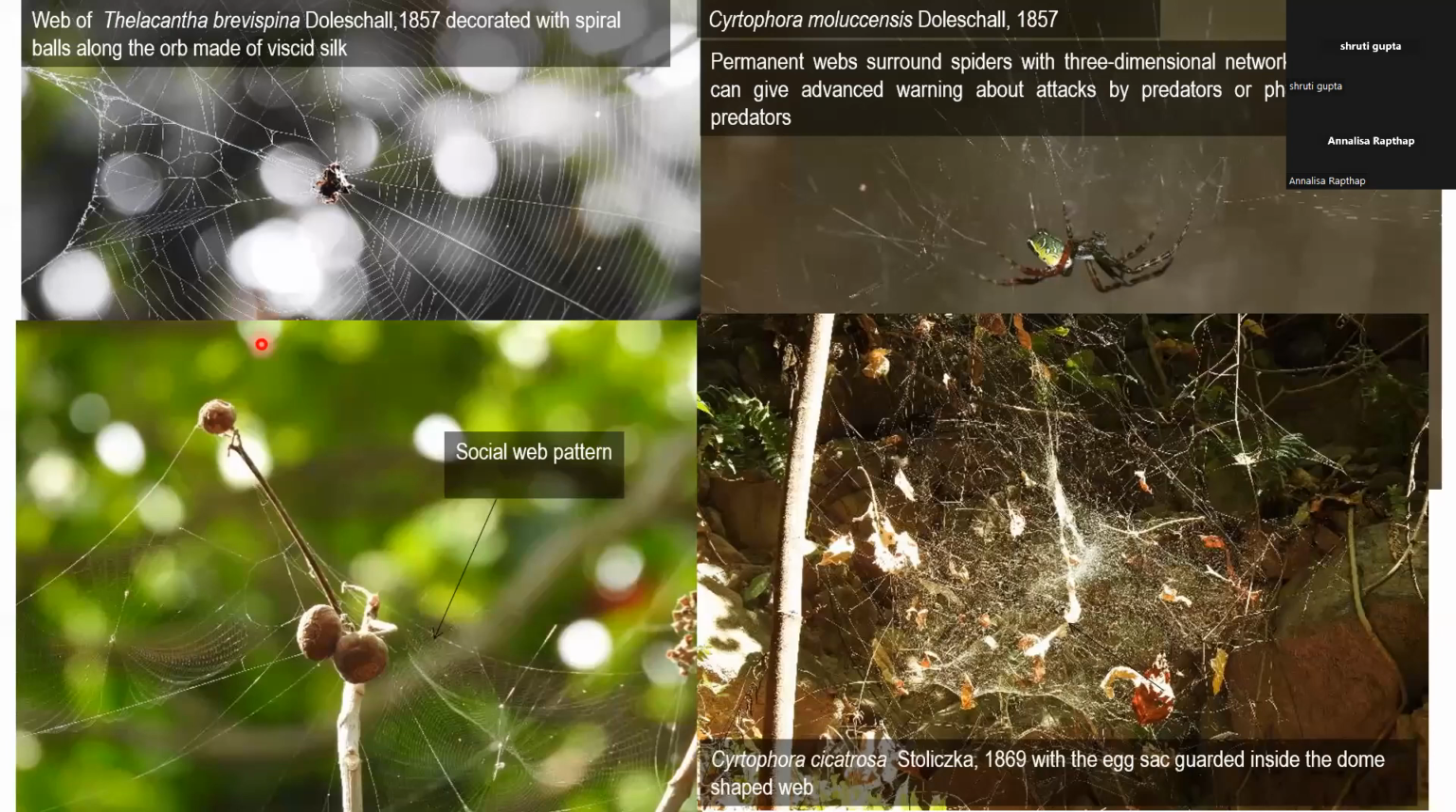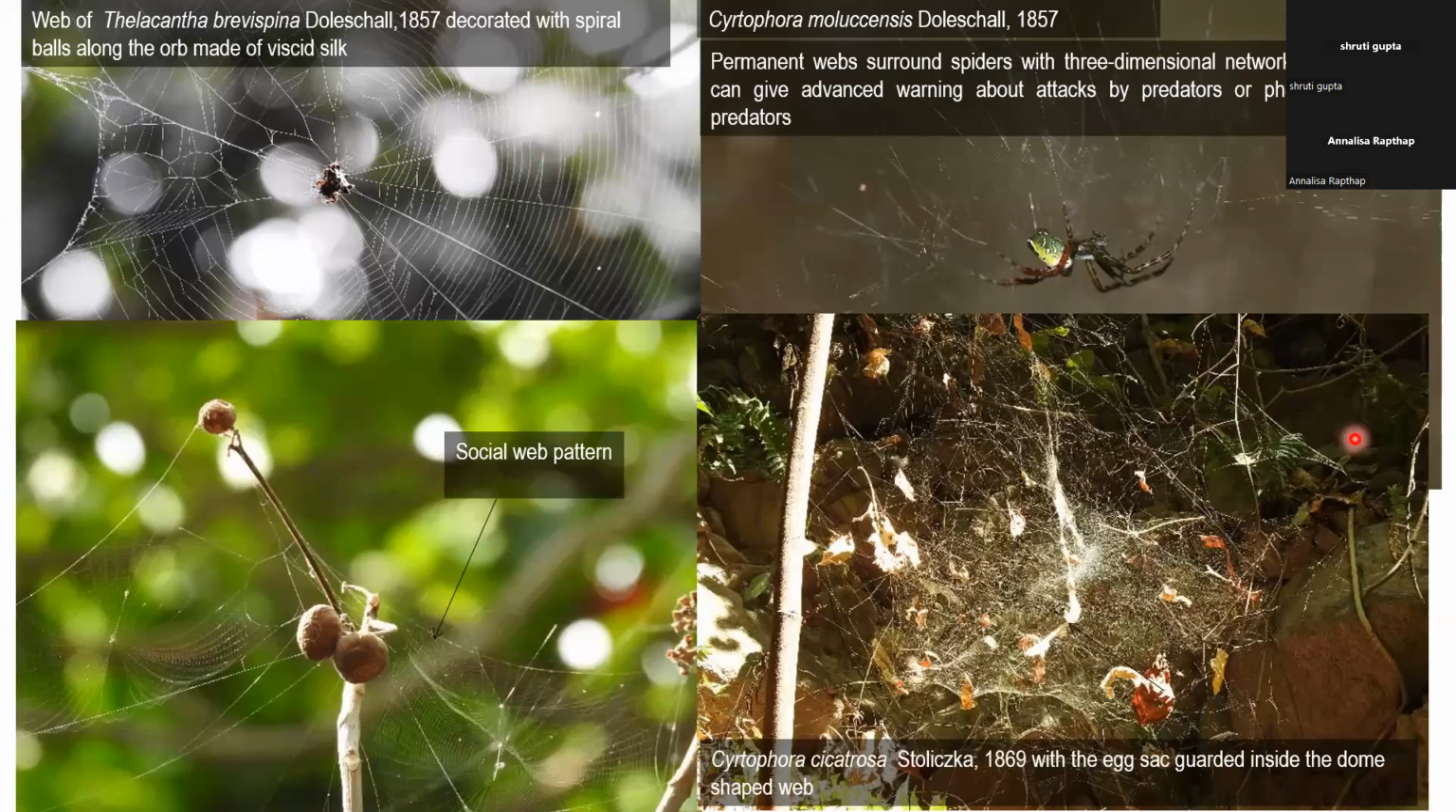Now you see just a simple glimpse of different kinds of webs. This is a Thalacantha brevis spiny web, decorated with, you can see here, this one drop, another drop. It decorated its web with different spiral balls. If anyone can answer in the chat box, why should a spider decorate its web with these spiral balls? You can write your answers.